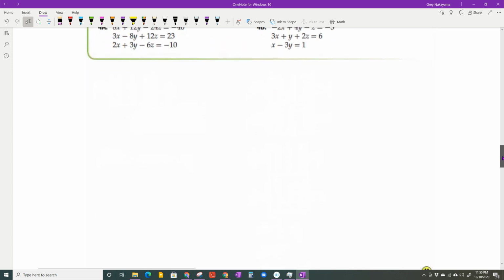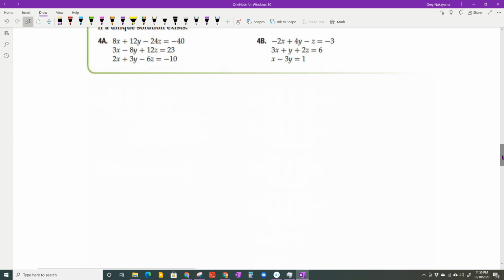So let me scroll down. Okay, so the first one is going to be the determinant of the coefficients. My X coefficients are -2, 3, and 1. My Y coefficients are 4, 1, and -3. And my Z coefficients are -1, 2, and 0. Now, actually, I'm going to leave it there. We'll come back and show you how to do all those.